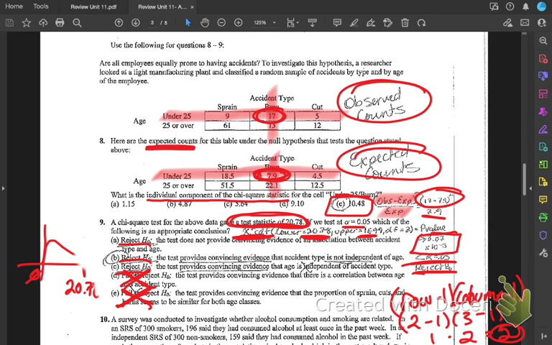And we reject because we have convincing evidence. Now, what do we have convincing evidence for? The alternative hypothesis. And the alternative hypothesis is that the accident type is not independent of age, basically meaning that there is, in fact, an association. The null hypothesis would be that there is no association. The alternative is that there is an association. If there is an association, then that means that they are not independent of each other. Okay, so that is why B is the answer.